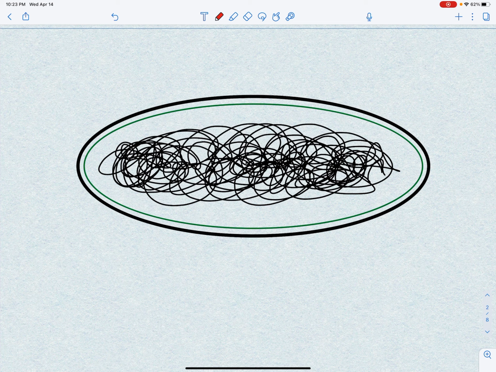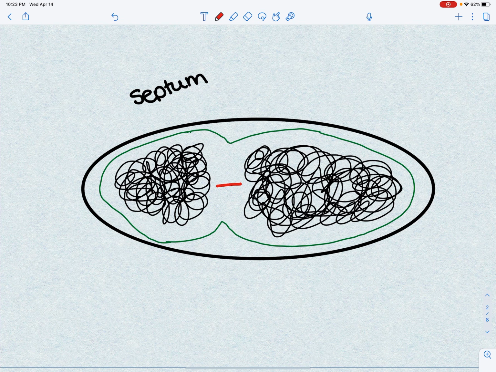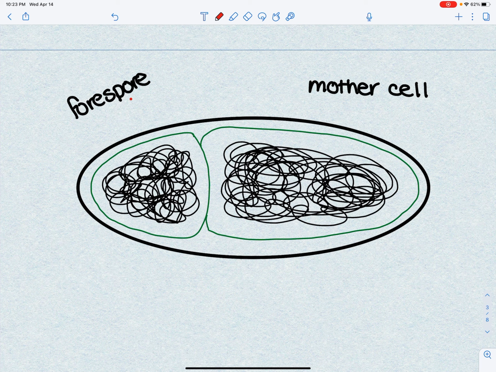So here we can see we have a cell that has just come out of the vegetative cycle, and we see the chromosome starting to condense itself and line up. Then we're going to see that chromosome divide itself. So now we're going to have one copy of it on each side of the cell, and this septum is going to start to form here in the middle. That septum is eventually going to pinch in, and we're going to see a forespore produced and a mother cell produced. The forespore is often smaller, as we can see here.